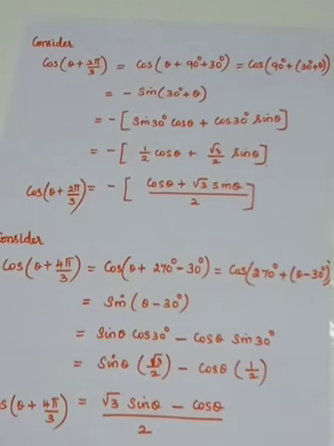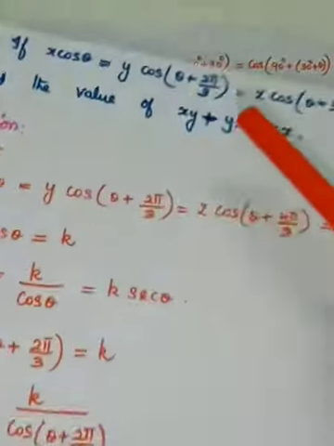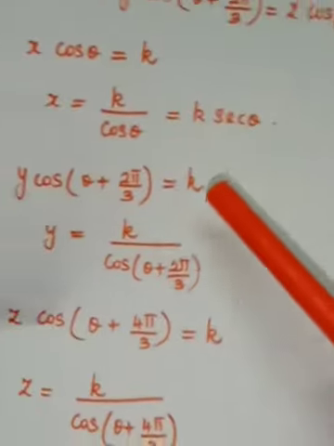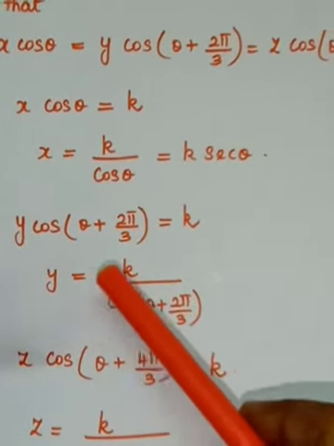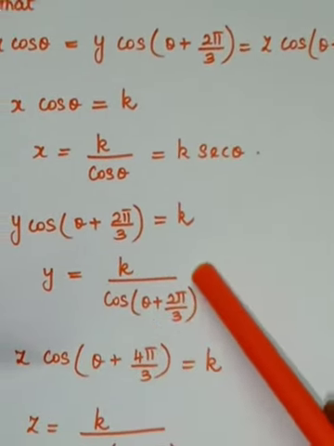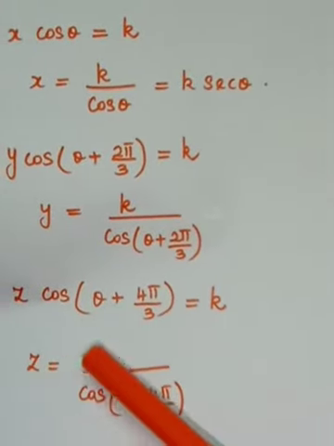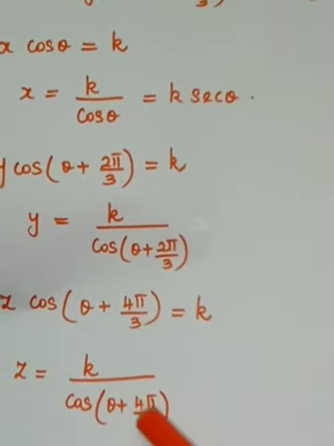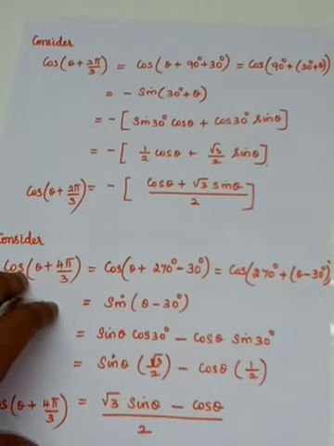Okay, so now, what is the question? You have to find the value of xy plus yz plus zx. The x value is k secant theta. What is y? k divided by cos of theta plus 2 pi by 3. This value we have found. In the same way, z is equal to k divided by cos of theta plus 4 pi by 3. This value also we have just now found. All the values have to be substituted.